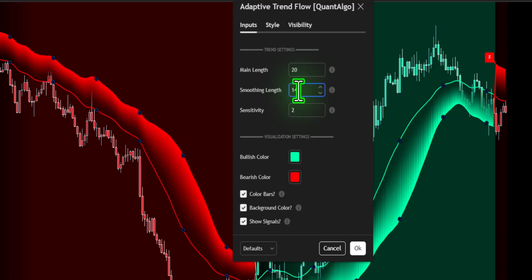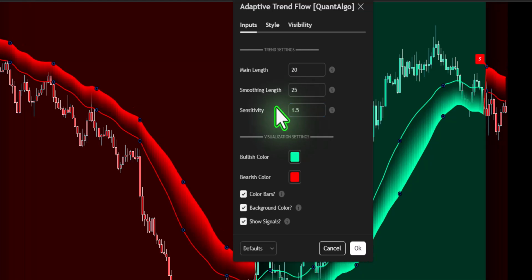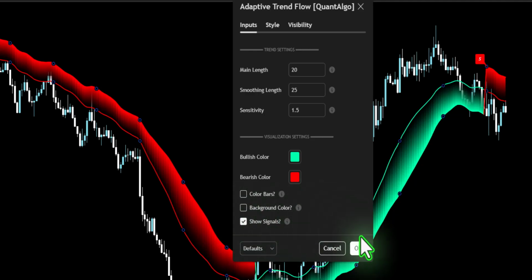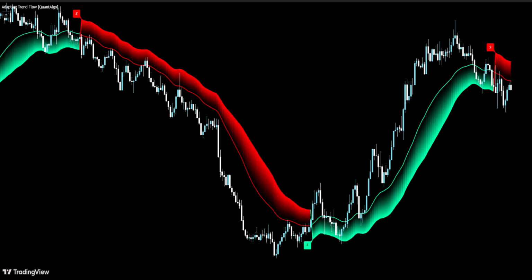The default setting is 14, but we are going to change it to 25 because higher values reduce noise. Then we have this sensitivity setting. This is the multiplier for volatility bands. We are going to change it to 1.5. Here, under the visualization settings, you are going to uncheck these color bars and the background color, and then you will click OK. So here's how to use this indicator to trade.